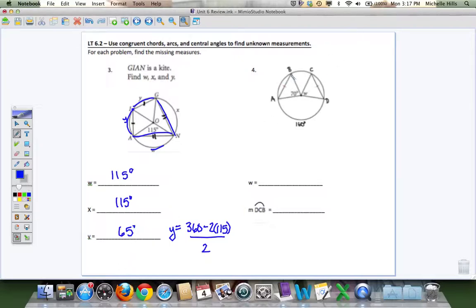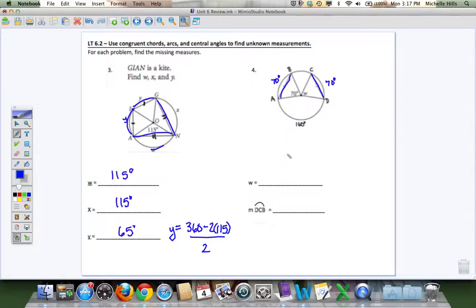Over here, again, these two chords are the same length, which means these two arcs have the same measure. Because this is a 70-degree central angle, it means these are also both 70-degree arcs without actually doing any calculating, so I didn't have to show any work for that.